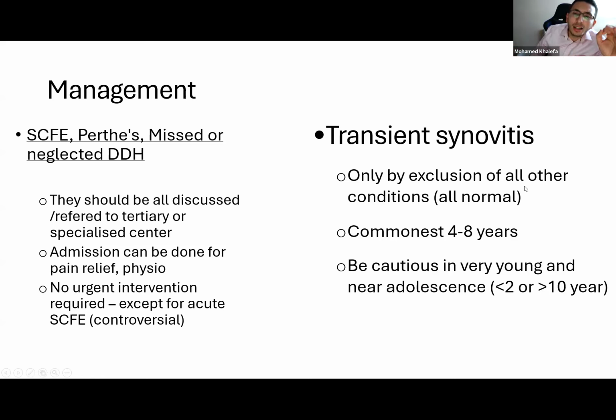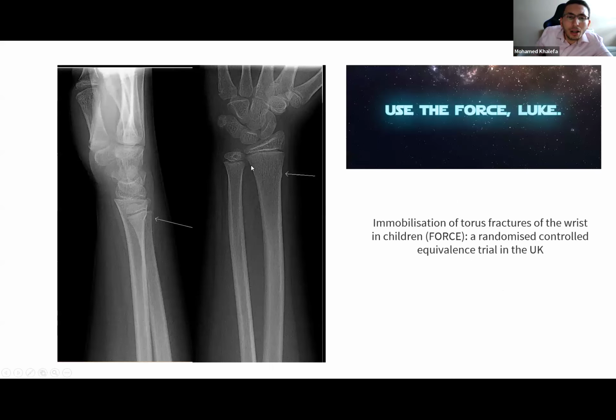Even if it's transient, you give them even a phone call at least a week later to check that everything is still fine. Right, so coming to the last few slides now. So this is some more x-rays. So if you see this, it's a buckle fracture, a torus fracture, a greenstick fracture. Again, if they give you one x-ray, it might not be visible, so always ask for 2 views.